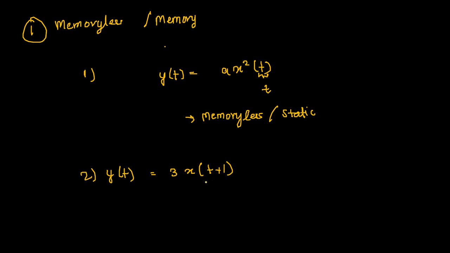So this clearly depends on the future value of t, because the present value of time is given by t. So t plus 1 means what the time would be after 1 second. So what would the function of x be after a second from the present is what will give us the output. So since the output depends on the future value of t, we can say that it's a memory or dynamic system.